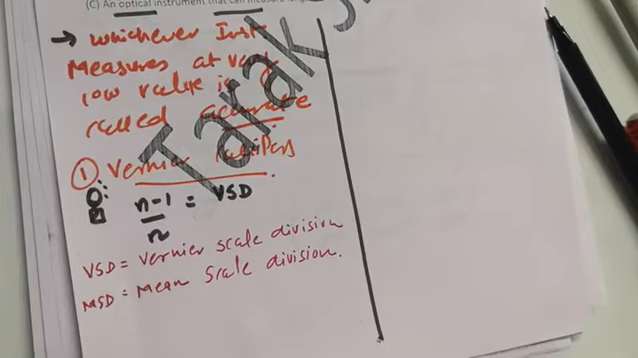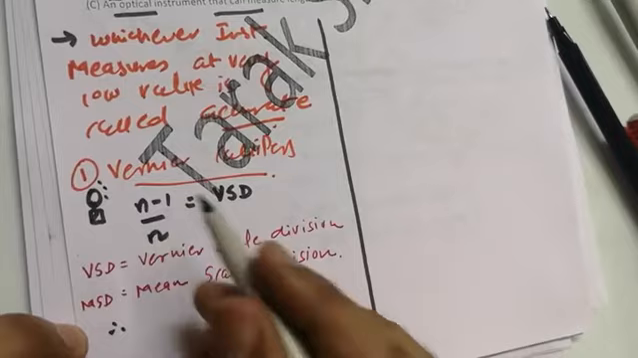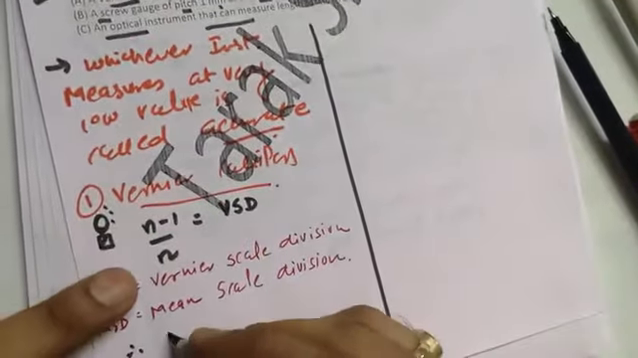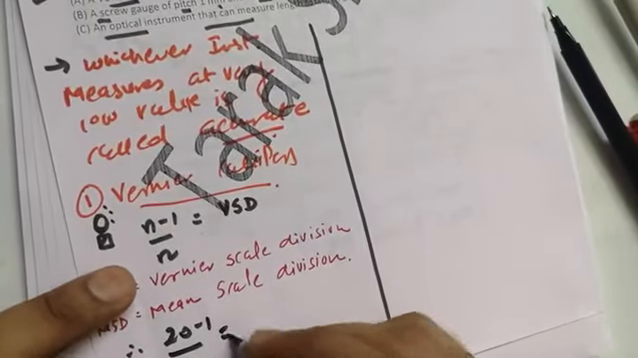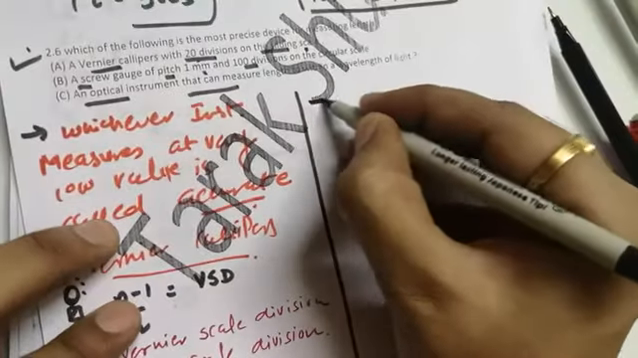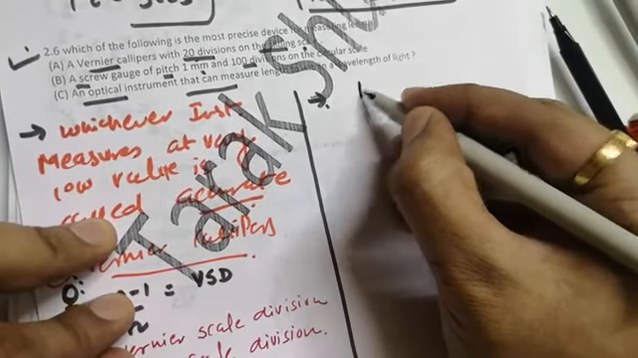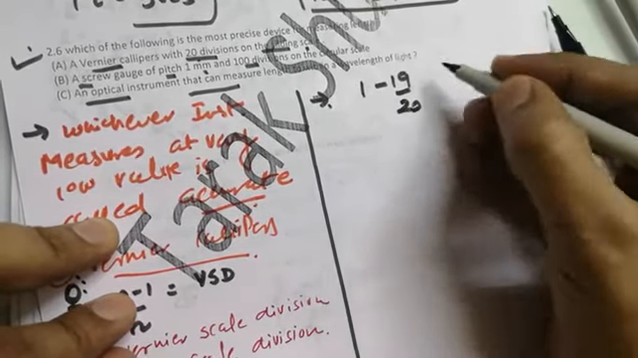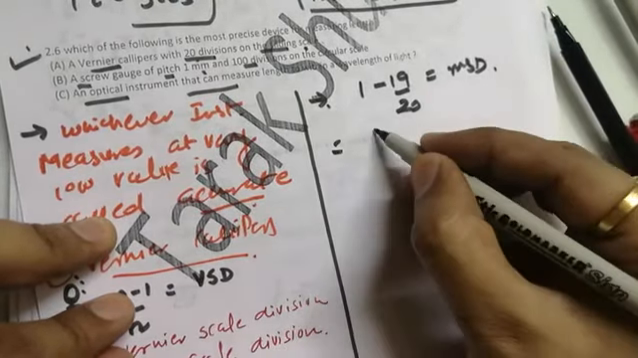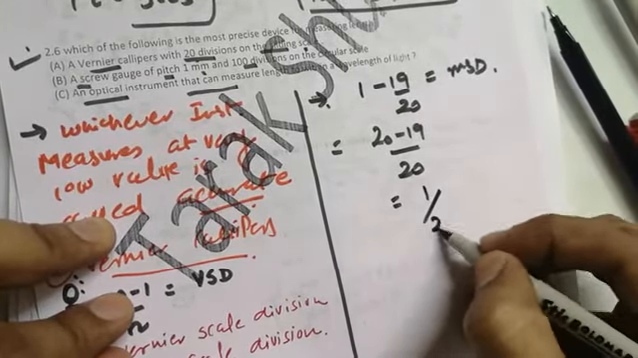So first of all, always compare for the vernier calipers. N minus 1, N means you have been given 20 divisions. 20 minus 1 divided by 20. That is why you have 19 VSD. Now you want to convert it. So that is one conversion. That is 1 minus 19 by 20. It is called our MSD, main scale division. That is 20 minus 19 divided by 20. That is why 1 by 20.